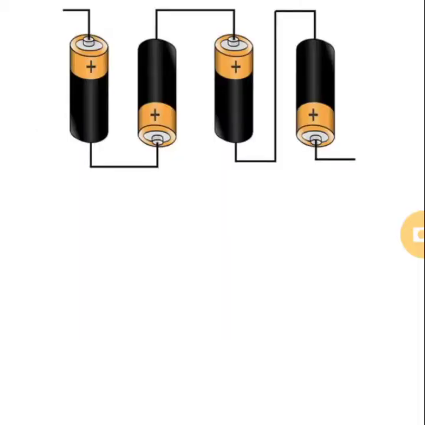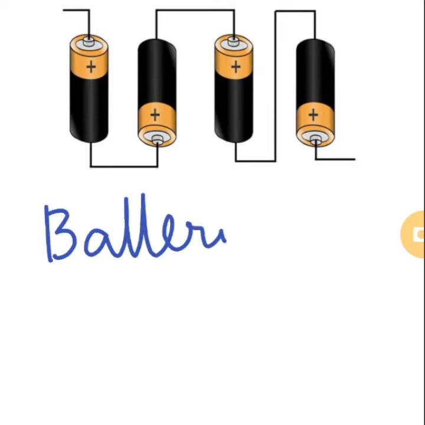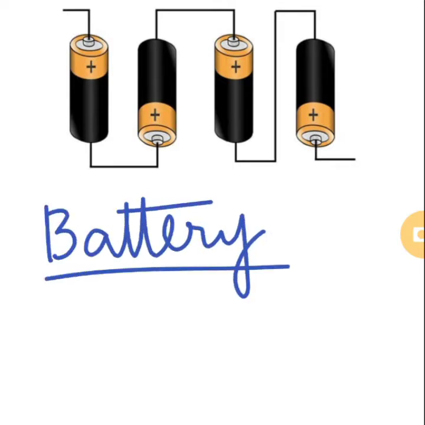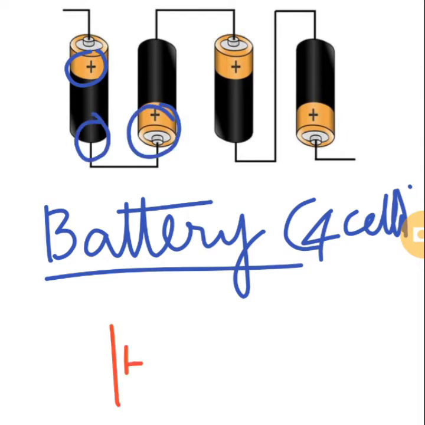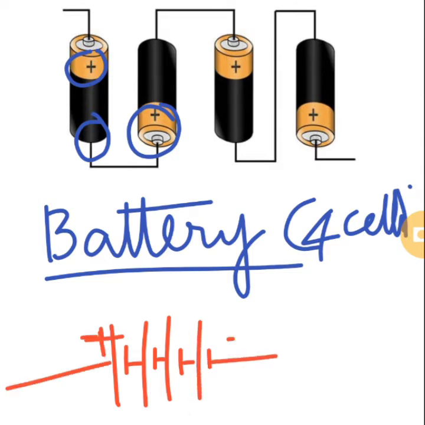Battery is a combination of two or more cells connected in series. In order to obtain a battery, the negative terminal of the first cell is joined with the positive terminal of the second cell. The battery shown here consists of four cells, where the negative terminal of the first cell is joined to the positive terminal of the second cell. So when you draw the symbol of a battery, draw the symbol of all the four cells using parallel vertical lines, long one and the small one, and join them using straight lines which indicate the connecting wires.